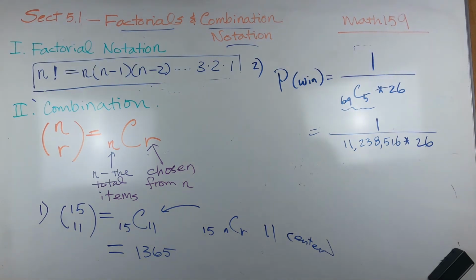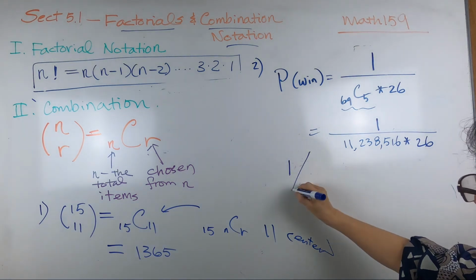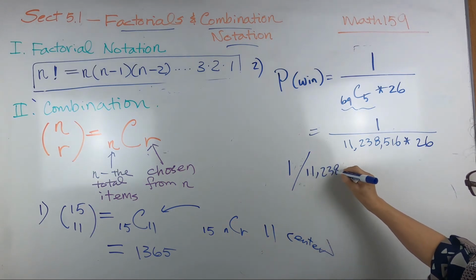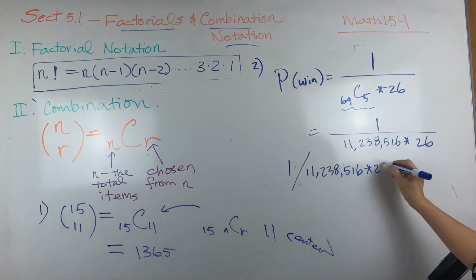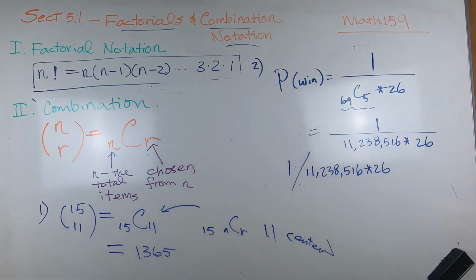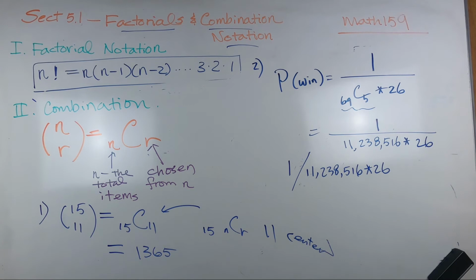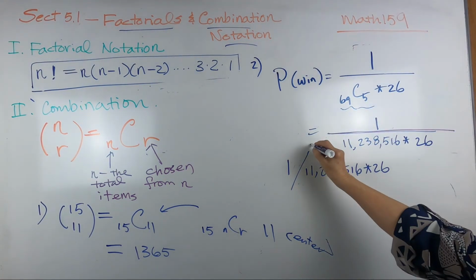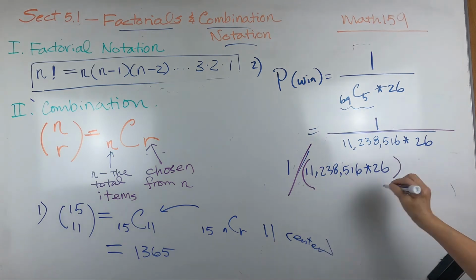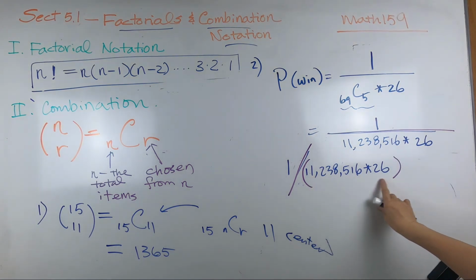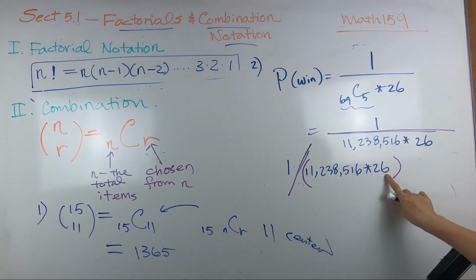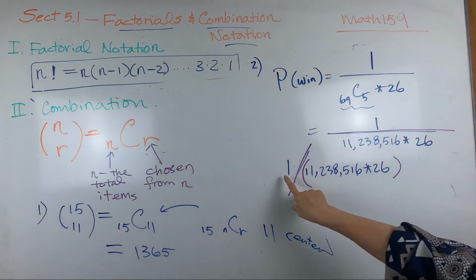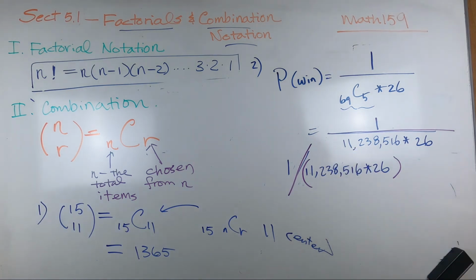Then on your calculator, you do what? 1 divided by 11,238,513. If you do that, you don't get the right number. Why? Remember, we say the fraction line means a group symbol. So when you divide, you have to divide by the whole thing. You need to put in parentheses for the multiplication because you have to do that first. Otherwise, you will just do 1 divided by this without parentheses.